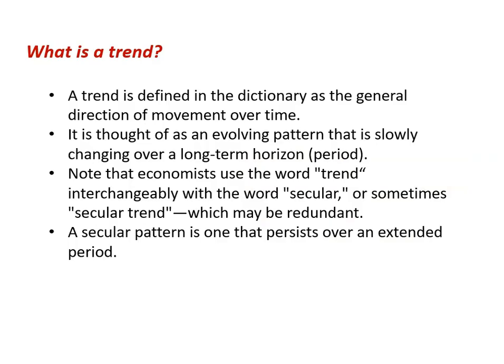What is a trend? A trend is defined in the dictionary as the general direction of movement over time. It is thought of as an evolving pattern that is slowly changing over a long-term horizon, or period. Note that economists use the word trend interchangeably with the word secular, or sometimes secular trend, which may be redundant. A secular pattern is one that persists over an extended period.